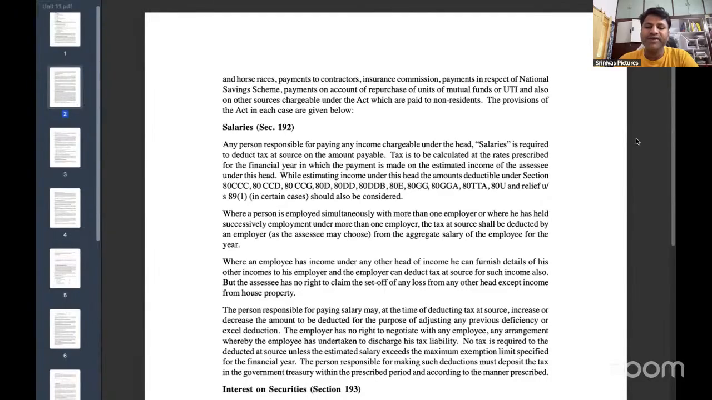Where a person is employed with more than one employer, or has served successively under more than one employer, tax deduction shall be made by the employer the assessee may choose. So sometimes employees work with more than one employer. So the employee has a choice of which employer should deduct at source, and the employer will deduct according to the directions.